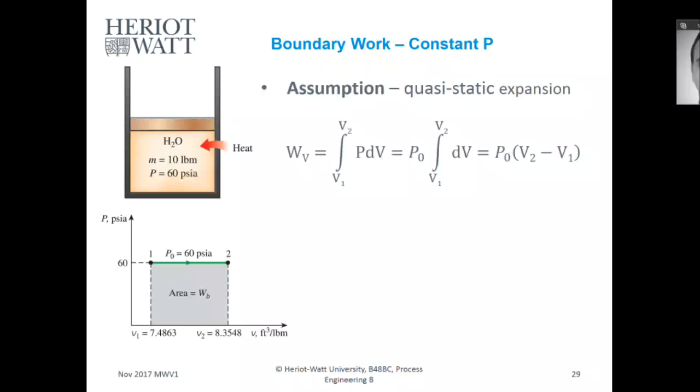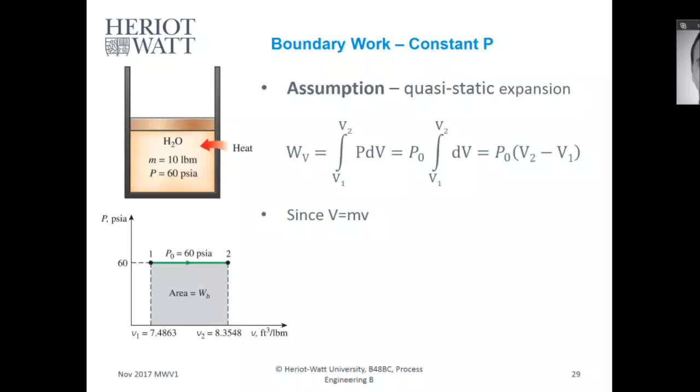Alright, so remember the assumption is quasi-static expansion, so it follows ideality. Your work done, volume work done, equals the integral of PdV, and you have your constant P0. Take your P0 out, so you integrate for the volume change. It's P0 times V2 minus V1. So you've done this already.